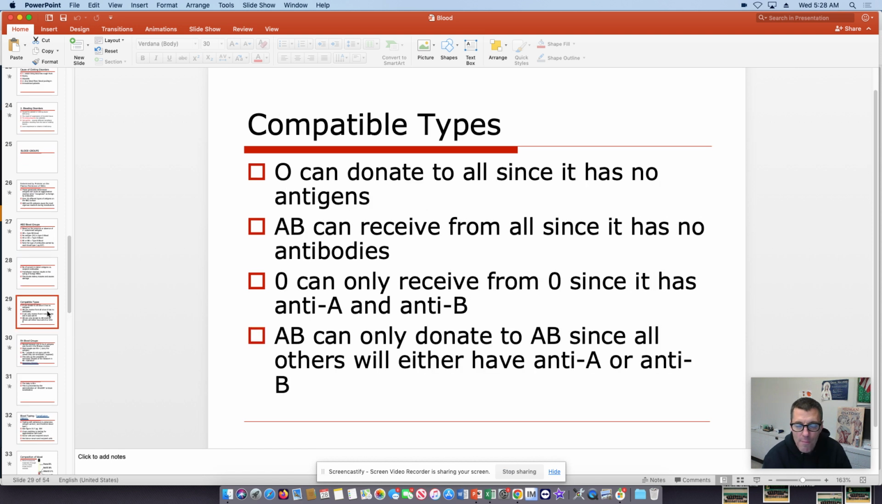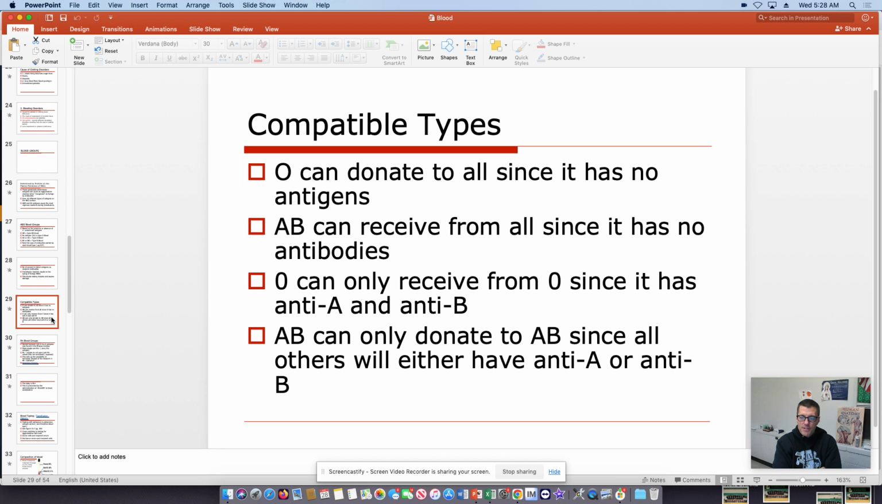Okay, so compatible types. O can donate to all. Since anyone's blood is not going to recognize this as foreign because it doesn't have any of these parts that stick out. So it's not going to have anything. This blood being given to someone is not going to be recognized as foreign.